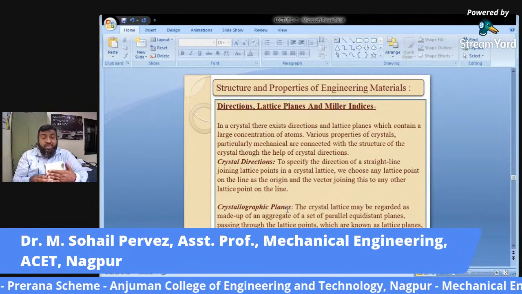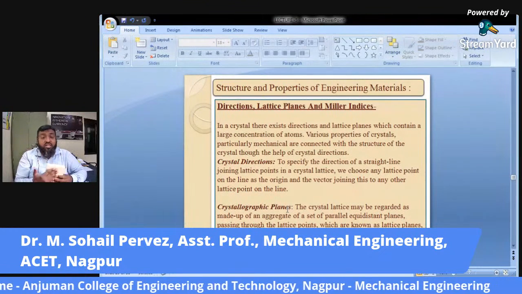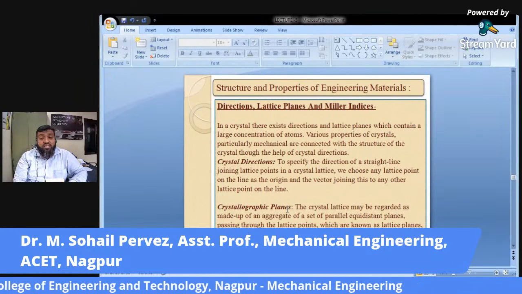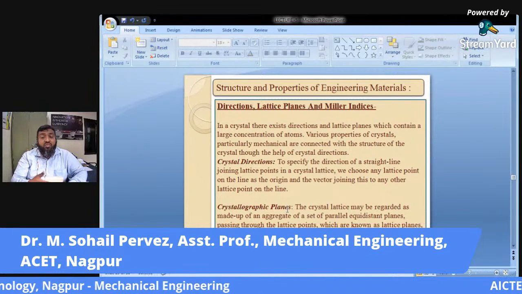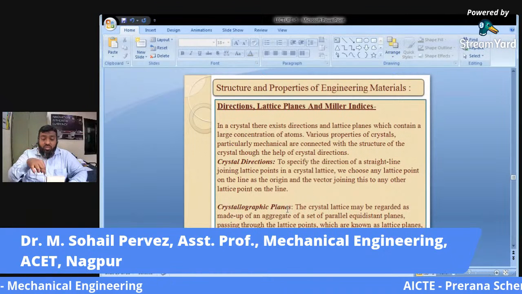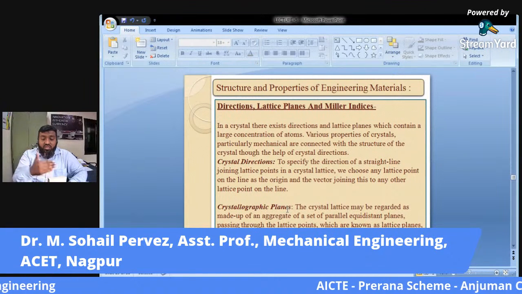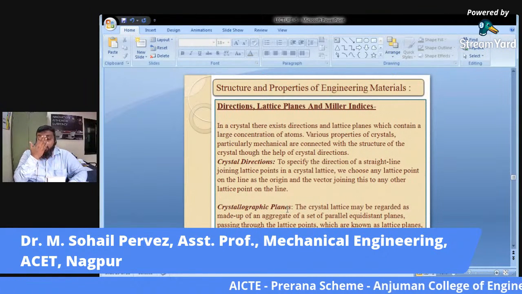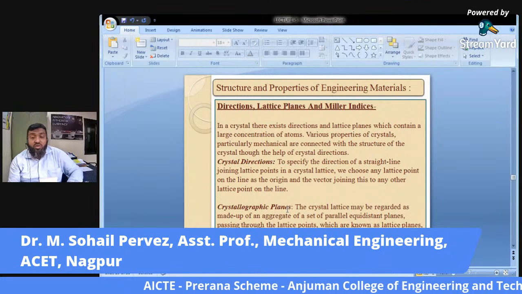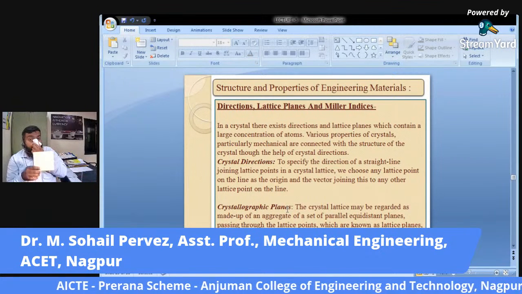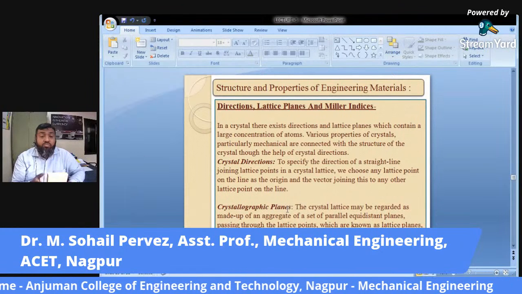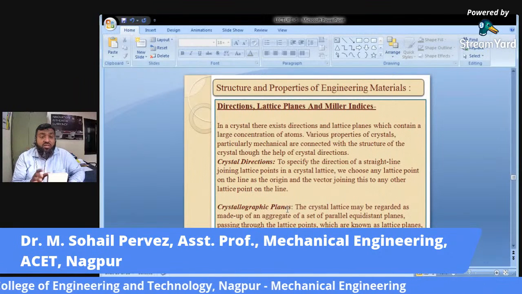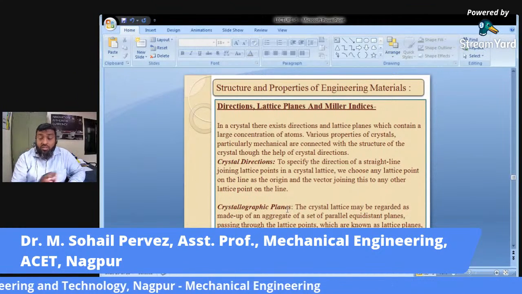Next, crystallographic planes. These planes are crystallographic. The crystal lattice will be regarded as made up of an aggregate of a set of parallel equidistant planes passing through the lattice points, which are known as lattice planes or atomic planes. So these are nothing but the same planes which pass through the points.